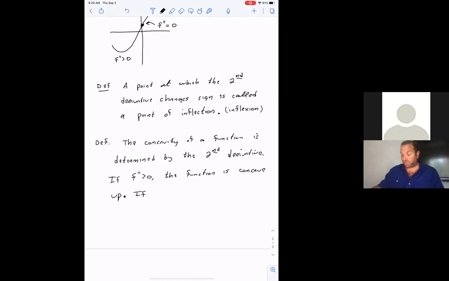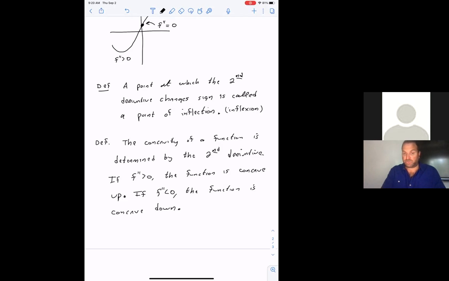And if f double prime is less than 0, the function is, at least at that location, concave down. So second derivative positive looks like a bowl, concave up. Second derivative negative looks like a hill, concave down.